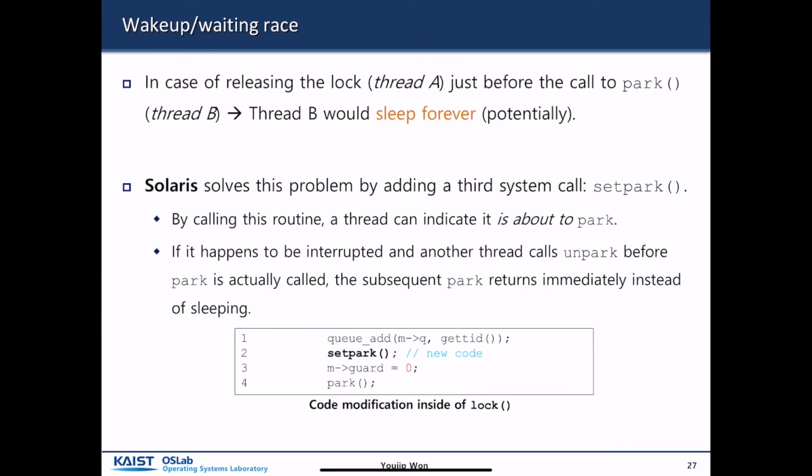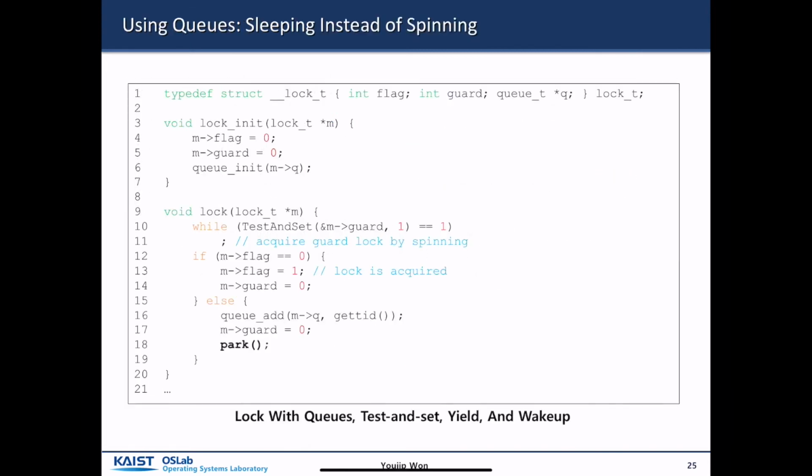Let's consider the following scenario. In case of releasing the lock just before the call to park, thread B would sleep forever. Let's go back a few slides. Here, the thread finds that the lock is not available, so it is going to be put into park. So it releases the guard, and then just before it calls park. Okay, so there is thread A and there is thread B.